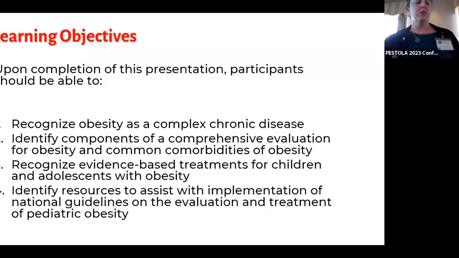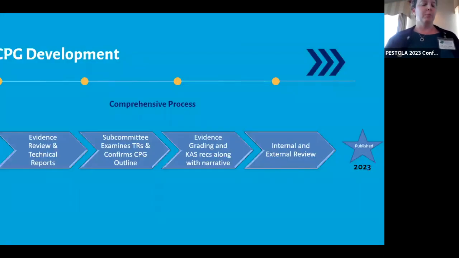The learning objectives for today's presentation are to recognize obesity as a complex chronic disease, which I think has been a theme over the last presentation too, to identify components of a comprehensive evaluation for obesity, as well as evaluation for the common comorbidities of obesity, to recognize evidence-based treatments for children and adolescents with obesity, and to identify resources to assist with the implementation of national guidelines. I do have a disclosure that the content in this presentation is directly from the CPG and focuses on the recommendations for evaluation and treatment of obesity. So I am going to walk through the CPG.